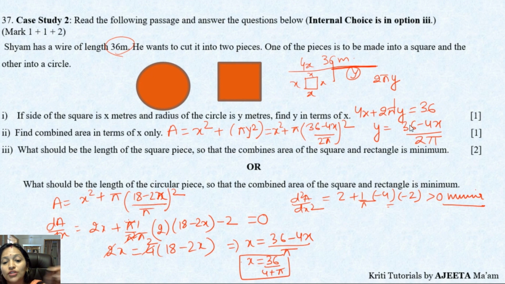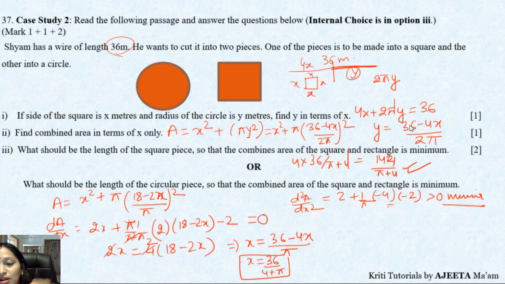So this is for the length of a square piece. So 4x, that will be the final answer. So the length of a square piece will be 4 into 36 upon pi plus 4, which will be 144 upon pi plus 4. That will be the answer for the first part of the third part.